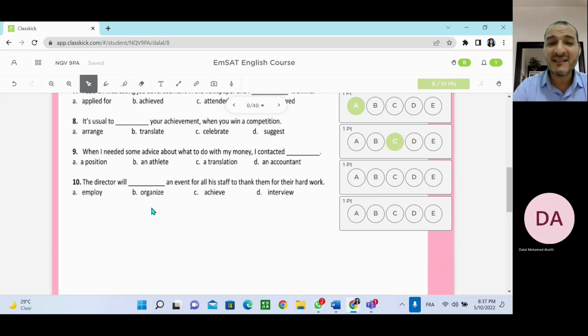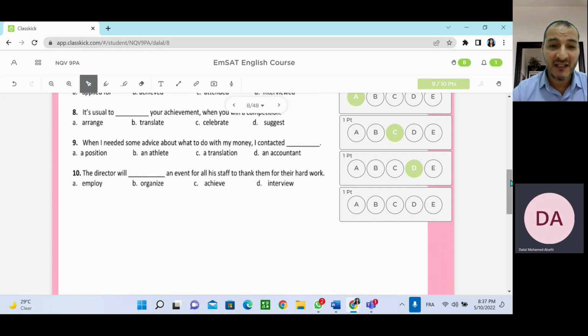There's a mistake here. It's usual to celebrate your achievement when you win a competition. Shall we drop the comma before when? Yes, because it's a relative clause. Number 9: When I needed some advice about what to do with my money, I contacted an accountant. About my money, that means accountant. Here we can use a comma after the clause starting with when. When I start with when, I use a comma before the second part. But when I use when in the middle, like number 8, I don't use a comma before it. This is the only difference.